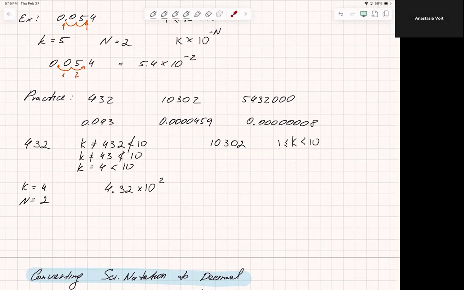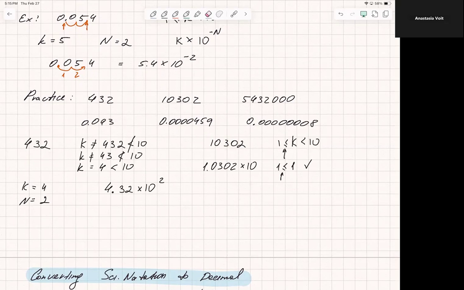But now if we have smaller, k can be 1 because of this equality. So 1 is less than or equal to 1. It's not less than, but it's equal to, so this is okay. We can use that. So now we would have 1.0302 times 10 to some power. We need to figure out what that power is.